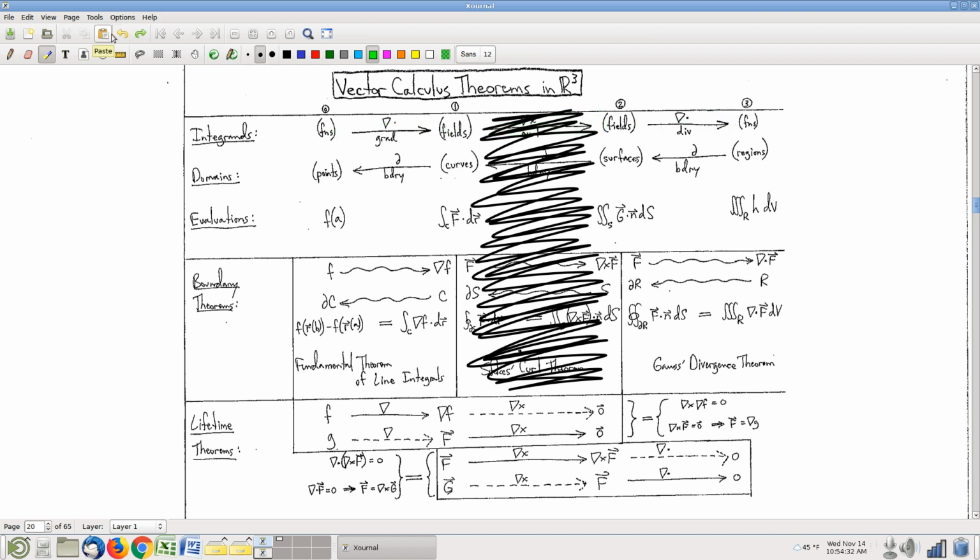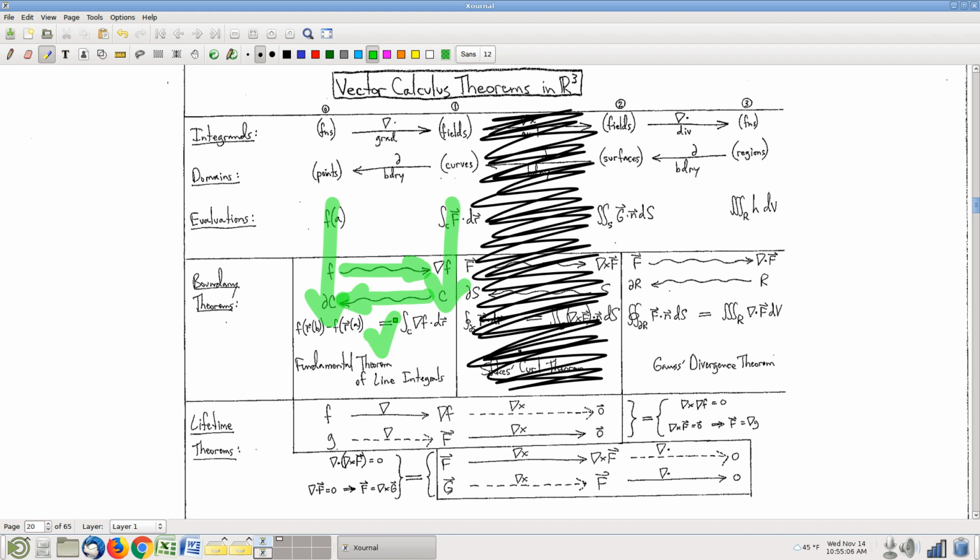We've got these kinds of calculations we've been doing, and here's how it reduces down to the fundamental theorem of calculus. If you take a function and look at its gradient field, and if you take a curve and look at its boundary points, then an evaluation of the original function at the boundary points and an evaluation of the line integral of the gradient field on the original curve give you the same thing.